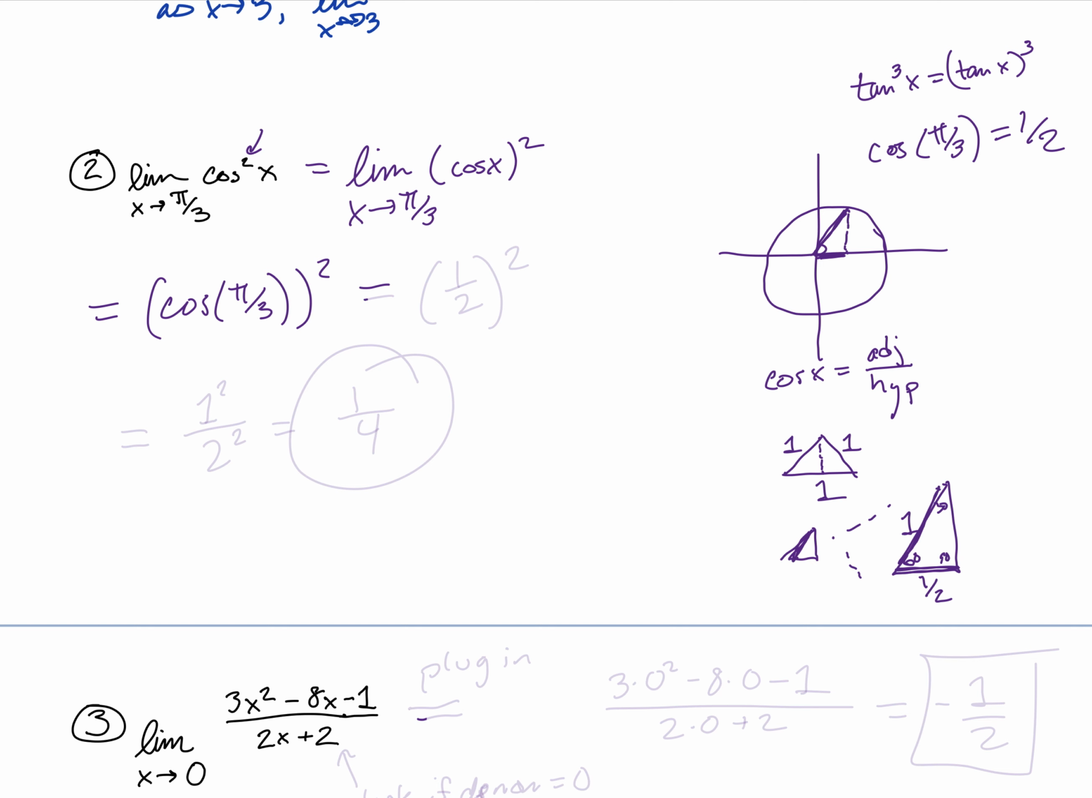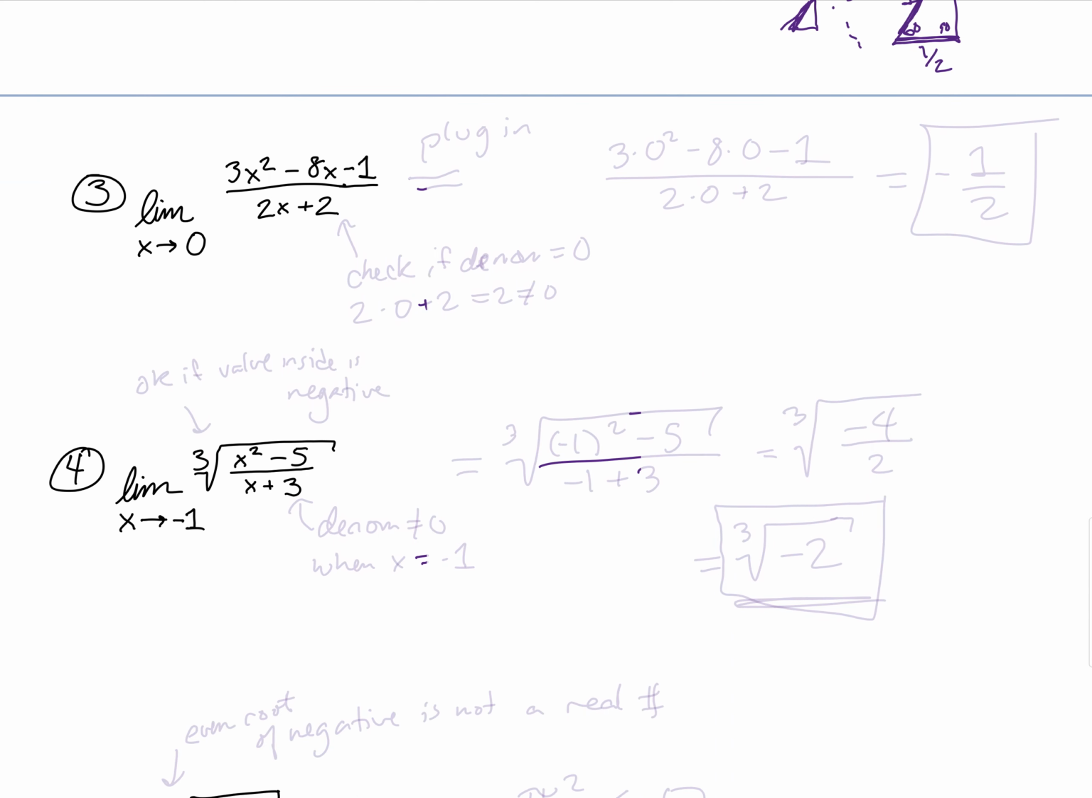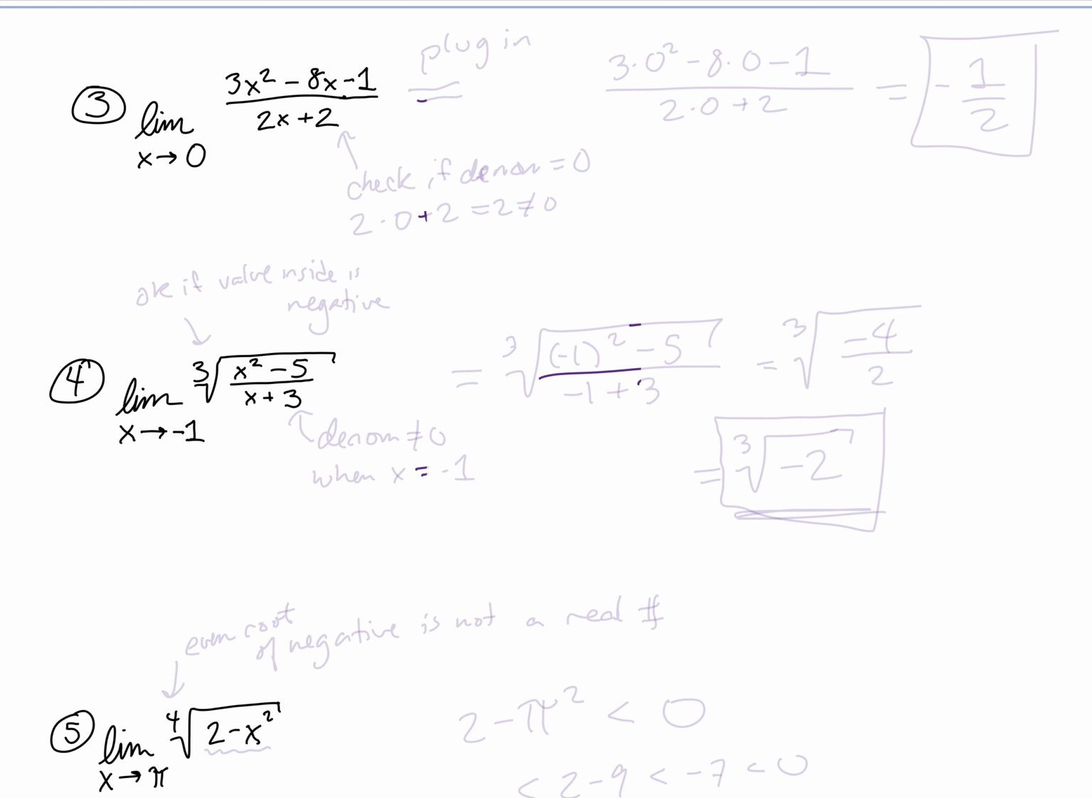So, okay, this is 1/2 squared, and when we square a fraction, we square the top, 1 squared over 2 squared, or just 1/4. Okay, limit as x approaches 0 of 3x squared minus 8x minus 1 over 2x plus 2.